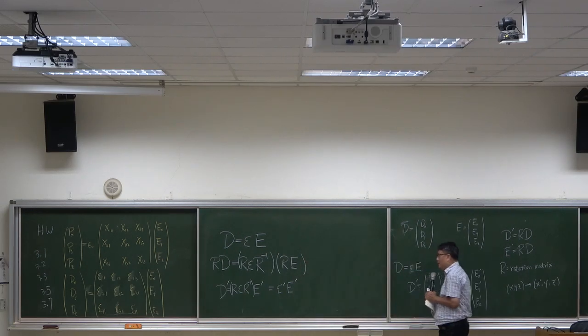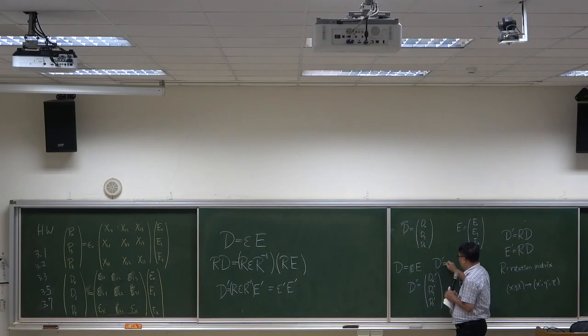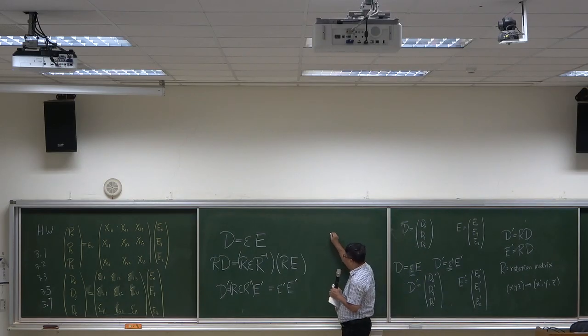Okay. So we keep the form of this relation. We have the relation between D and E through epsilon. Then when we change our coordinate system from xyz to x prime, y prime, z prime, the relation between D prime and E prime is through this epsilon prime matrix. Okay, so we see that epsilon prime is related to epsilon by this transformation.